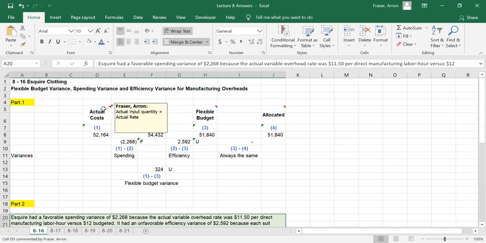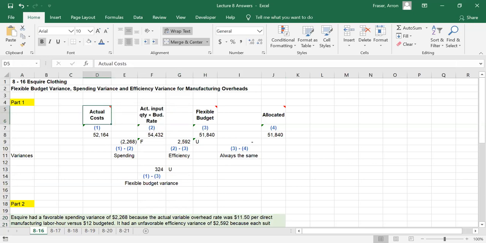So when we look here, you're given the actual cost. If you go back to the question, it says actual variable manufacturing cost for June was $52,164, so that shouldn't be a trouble. So you know the actual cost. And this is the template that you could use. You have actual cost in one column, and then the next column, which is for the variable part, is actual input quantity times budgeted rate.